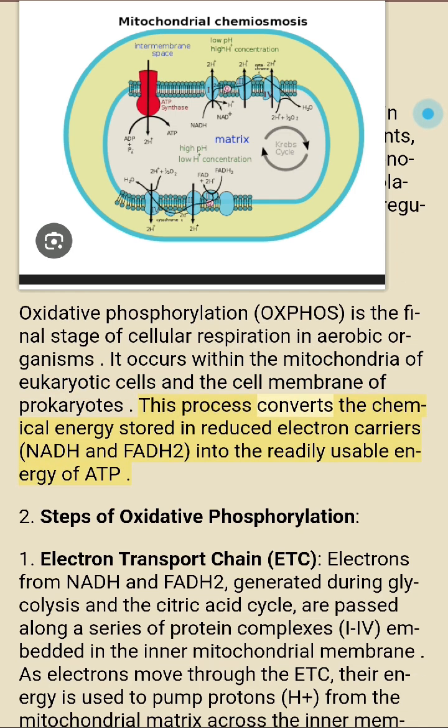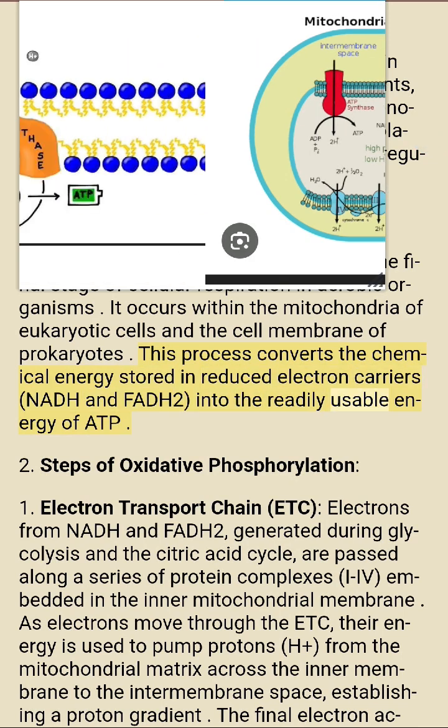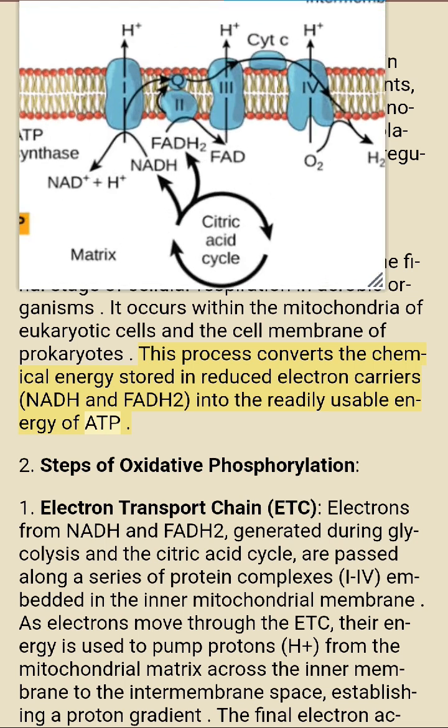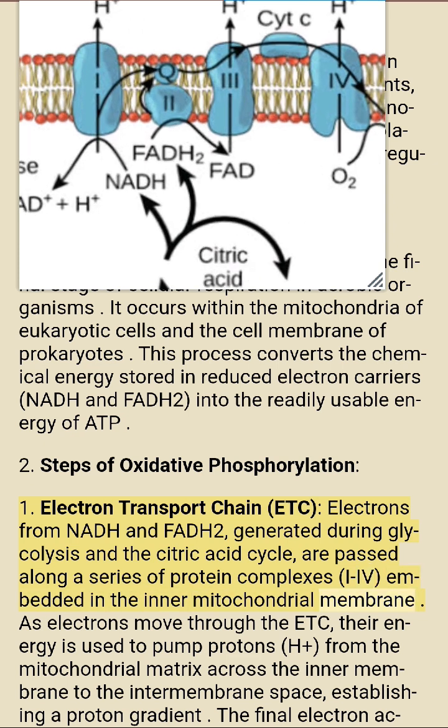This process converts the chemical energy stored in reduced electron carriers NADH and FADH2 into the readily usable energy of ATP. 2. Steps of oxidative phosphorylation. 1. Electron transport chain, ETC. Electrons from NADH and FADH2, generated during glycolysis and the citric acid cycle, are passed along a series of protein complexes (I-IV) embedded in the inner mitochondrial membrane.